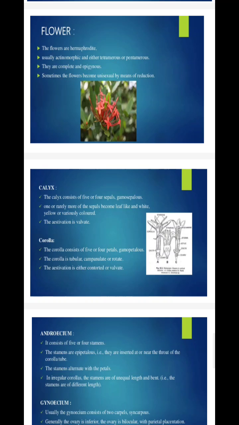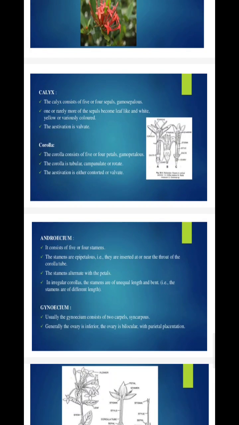Then next is the corolla. Corolla consists of 5 or 4 petals and all are gamopetalous. They are united. So this corolla is tubular, campanulate or rotate. So the corolla in these families is formed in a tube-like structure, and also they are campanulate or rotate in structure. The aestivation observed in the corolla is also valvate.